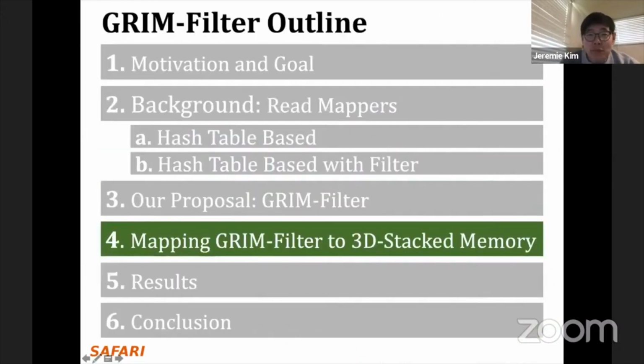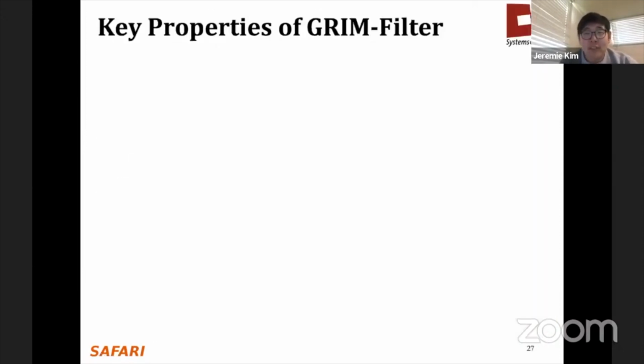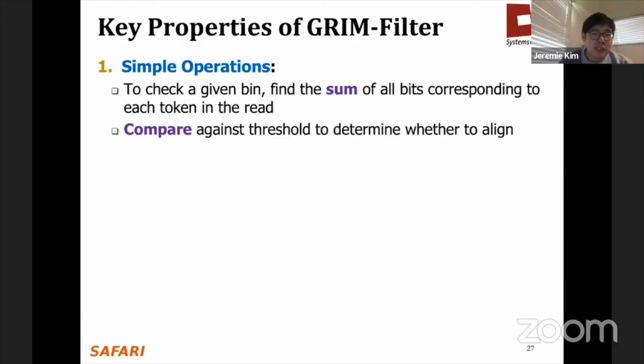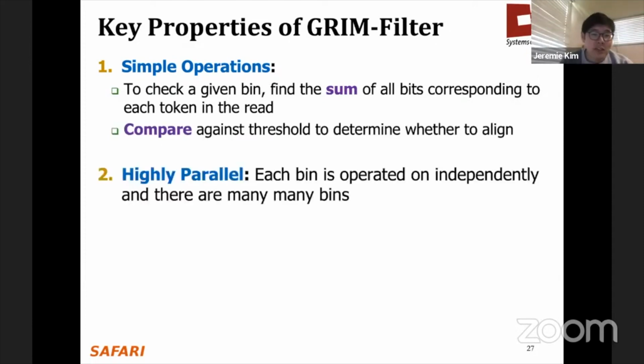So how do we map GRIMFilter to 3D stacked memory? As a recap, GRIMFilter is comprised of very simple addition and comparison operations. To check a given bin, we sum the bits corresponding to each token in the read, and then we compare the sum against the threshold to determine whether to align. So it's highly parallel. Each of the bins can be operated on independently, and there are many, many bins.